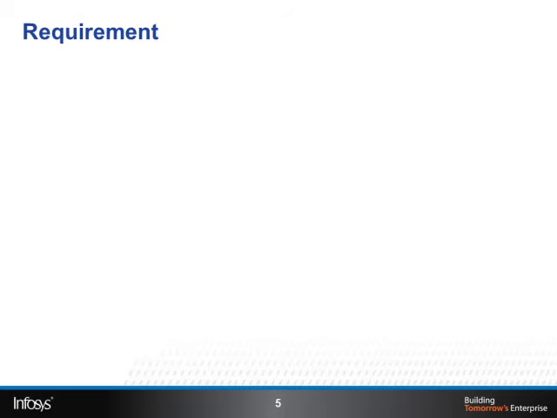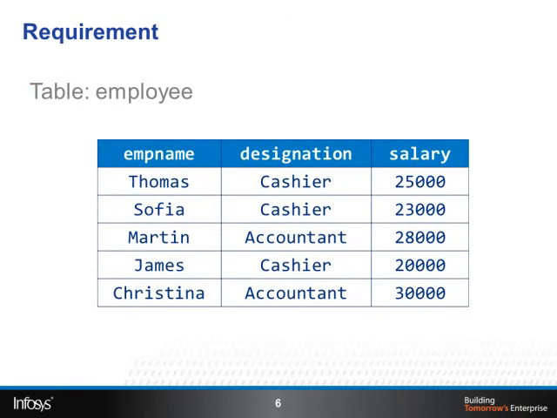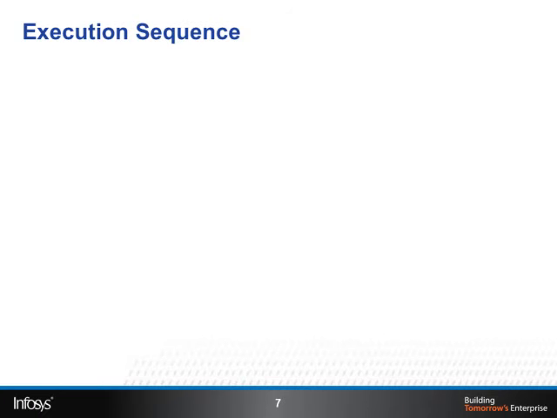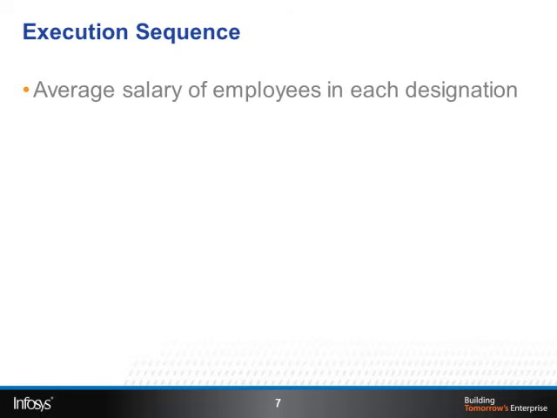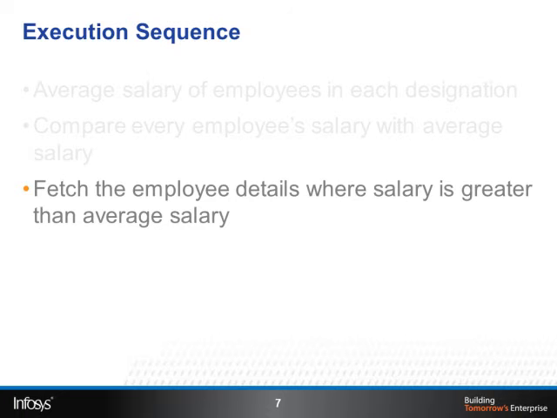The requirement is to fetch the employee details whose salary is more than the average salary of the rest of the employees with the same designation. The employee table in view has the whole employee records. To come out with a solution, we need to consider the average salary of employees in each designation and then compare it with the average salary of the other employees in the same designation. If the employee's salary is greater, then the corresponding employee details are fetched and displayed.